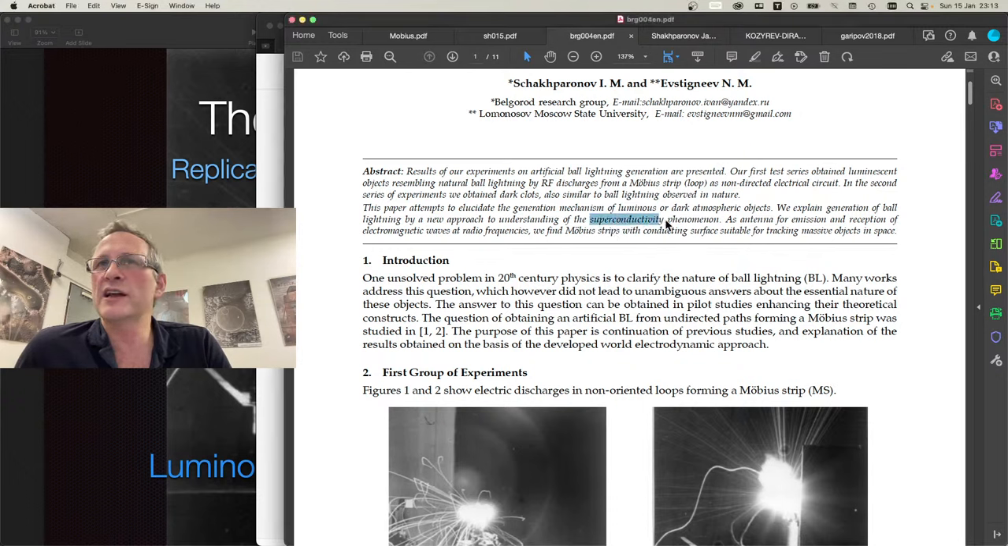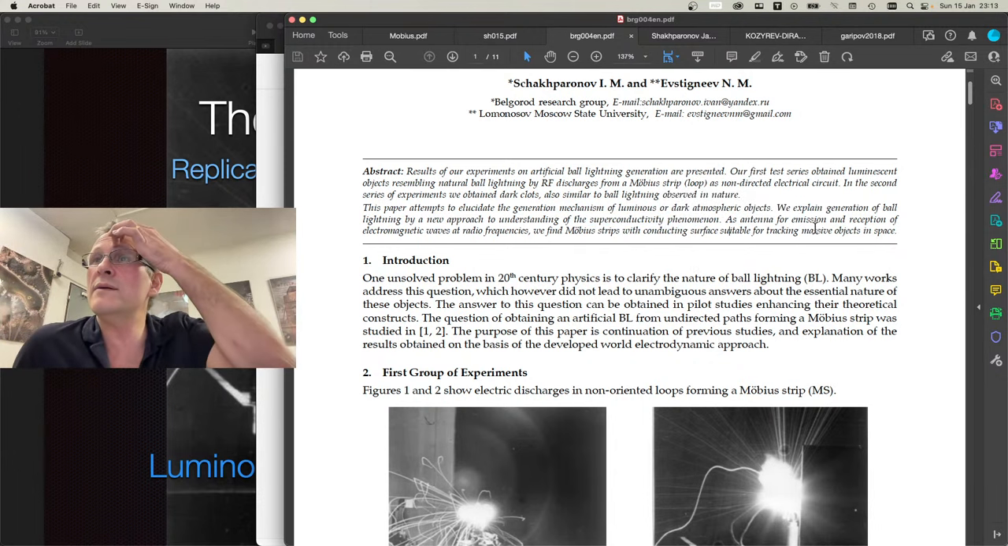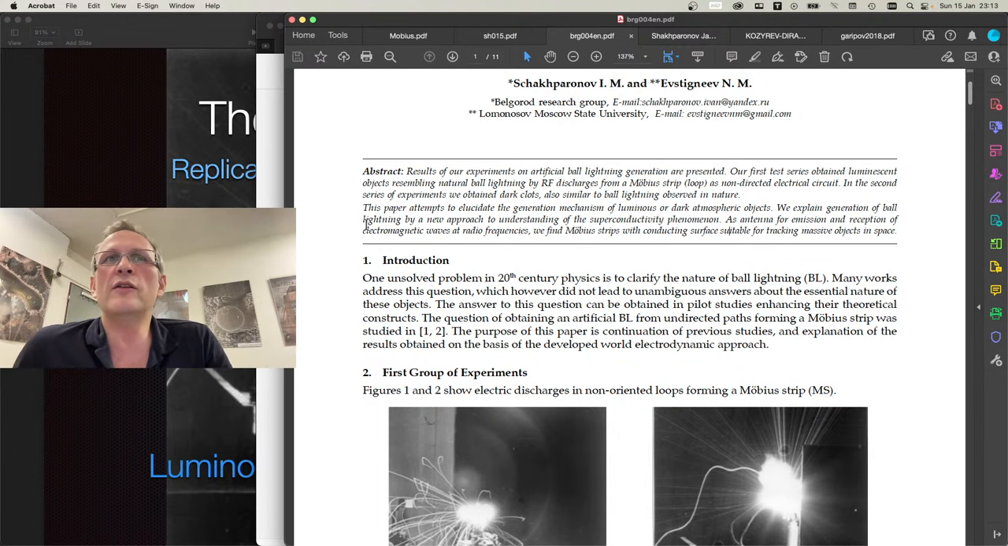We explain generation of ball lightning by a new approach to understanding of superconductivity phenomena. So there we go. We've got some expectation of superconductivity there. Okay. As antenna for emission and reception of electromagnetic waves at radio frequencies. We find Möbius strips with conducting surface suitable for tracking massive objects in space.